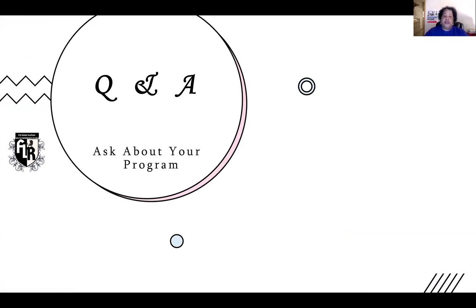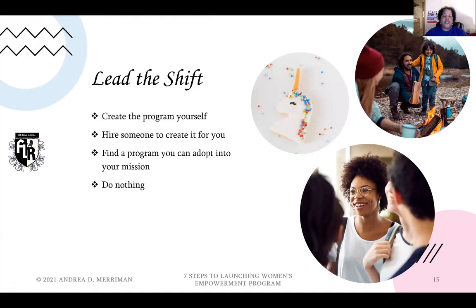I'm going to skip this because we've been asking questions all through. So it's time to lead the shift. It's time for you to shift, to just go create the program yourself. You want to serve people. You want to have an empowerment program. These are the ways that you can do this. I'm going to tell you how. You've got some choices to make.